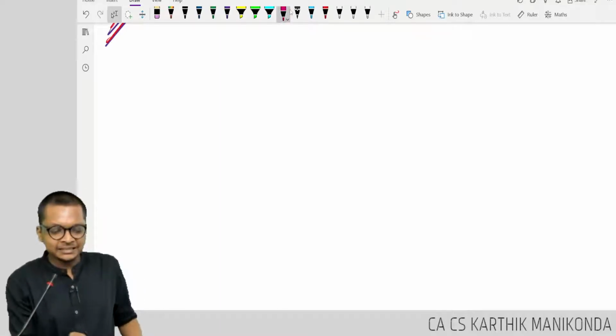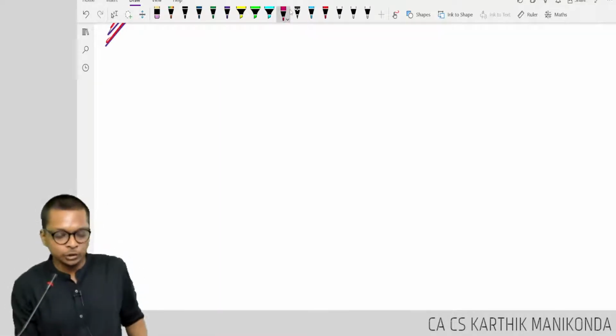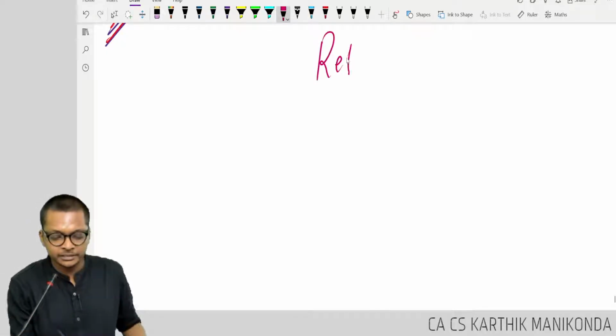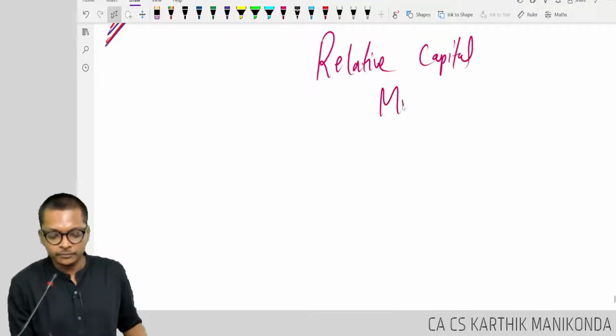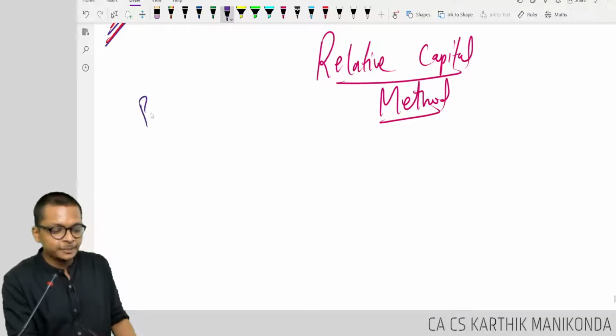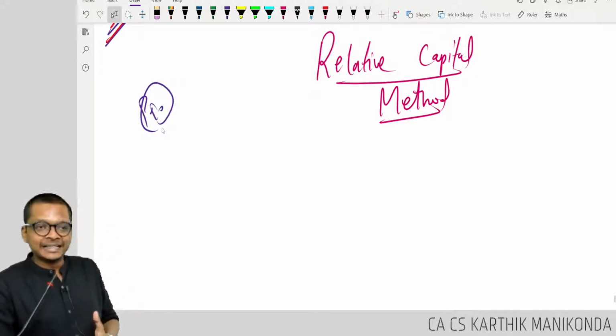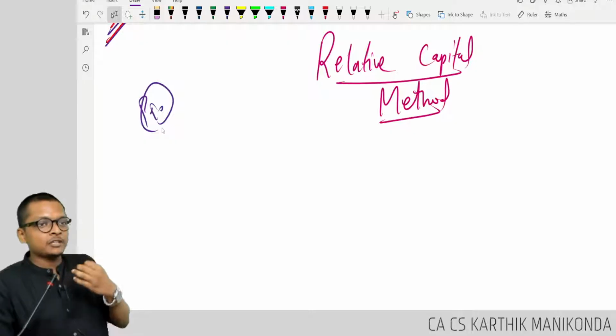Okay. Let's start off another method in resolution of partnership. Last sum we're going to do in resolution of partnership, which is relative capital method. Under piecemeal distribution, there were two methods, maximum loss and relative capital. Maximum loss we finished yesterday.